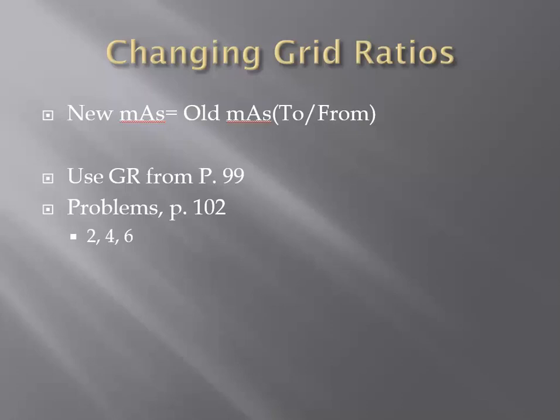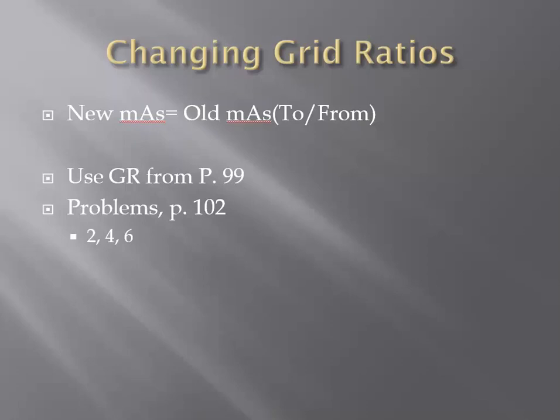So if your original mass was 20 mass, 20 divided by 2 would get you to a baseline of 10 mass without a grid. And then if you multiply that by the new Bucky factor, 8 to 1, then you would have 40 mass. Your new technique would be 40 mass at whatever KVP you had. But your textbooks give you this formula: new mass is equal to old mass times 2 over from. I find what I just described to be much easier, and you don't have to memorize a formula.